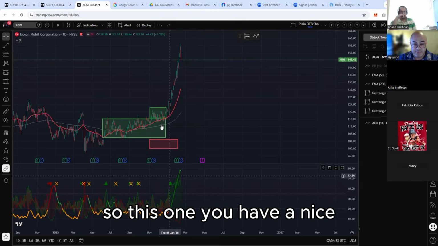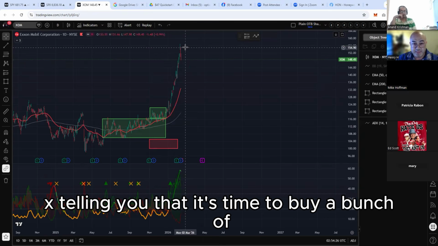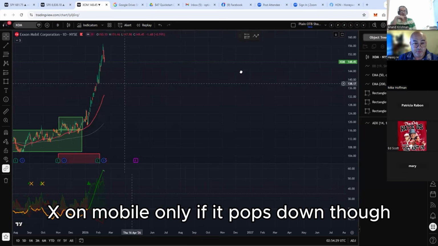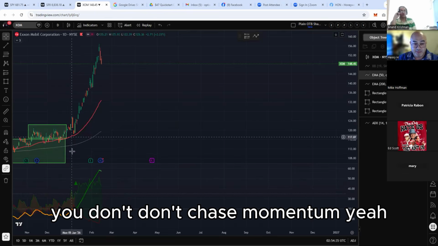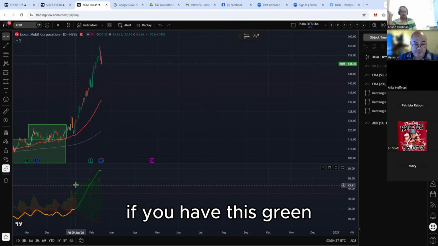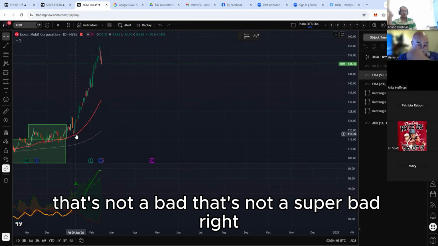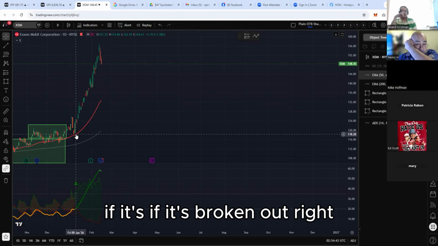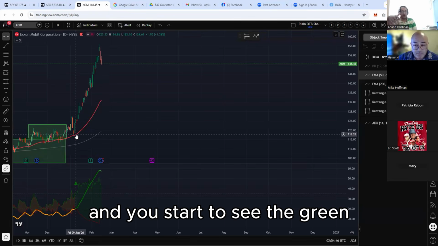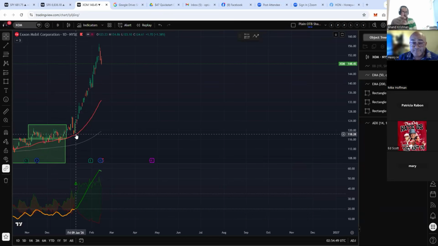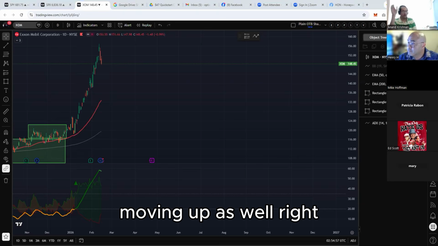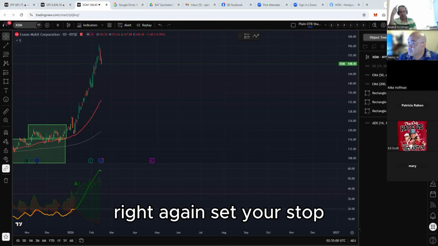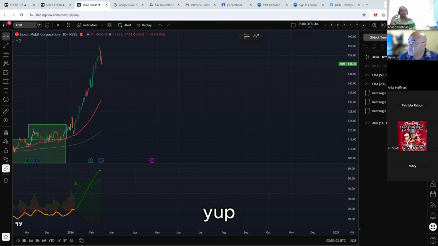Also, this one you have a nice green arrow from ADX telling you that it's time to buy a bunch of Exxon Mobil. Maybe only if it pops back to the averages. You don't chase momentum. If you have this green arrow and you're still close to the 50, that's not super bad. If it's broken out, and you start to see the green, and you see that separation of the moving averages, and you're seeing a squeeze moving up as well, you could probably take a chance on it. Again, set your stop.